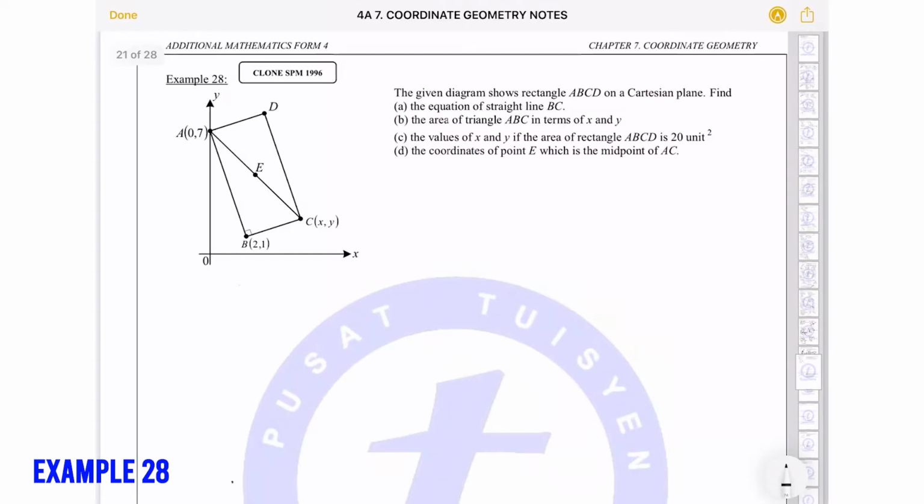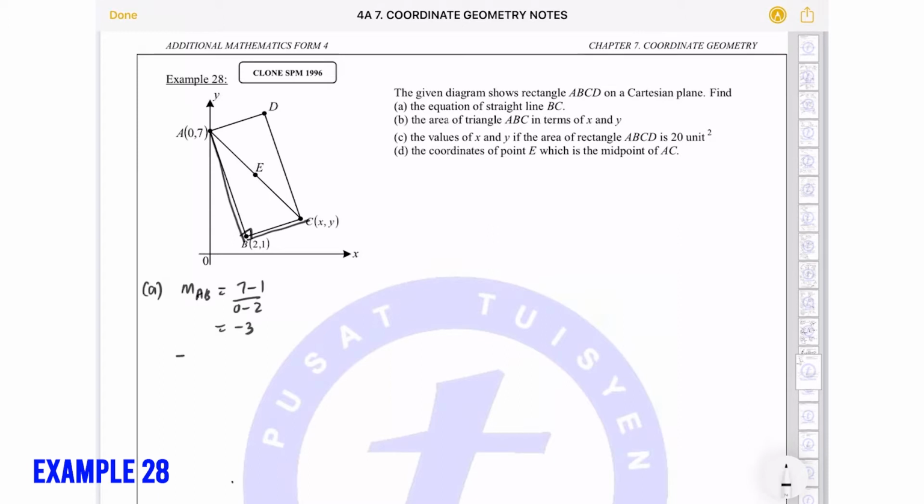Okay, this is example 28. You have a rectangle ABCD on Cartesian plane. You're finding equation of straight line BC. Now, we've done this many times. We know that AB and BC are perpendicular because it's a rectangle. Always start by finding the gradient of AB first. I'll use y2 minus y1, x2 minus x1. 6 divided by negative 2, I get negative 3.